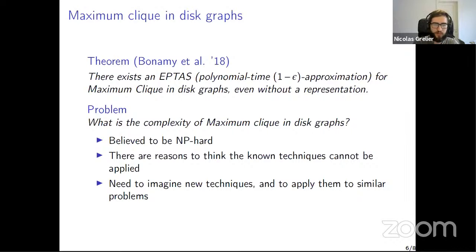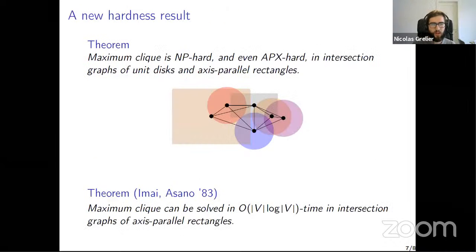However, there are some reasons to believe that the known reduction techniques that you can find in the literature will not be enough to show NP-hardness. So what you can do then is try to imagine some new reduction techniques. One thing you could do is look at similar problems and try to show NP-hardness of similar problems. What we could do is show that maximum clique is NP-hard and even APX-hard in intersection graphs of unit disks and axis-parallel rectangles.